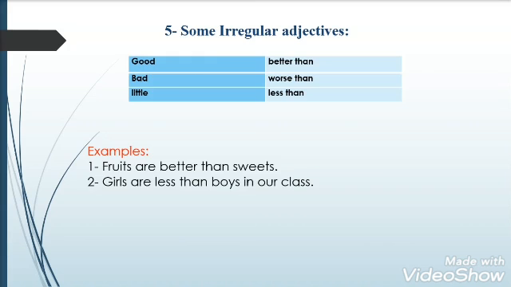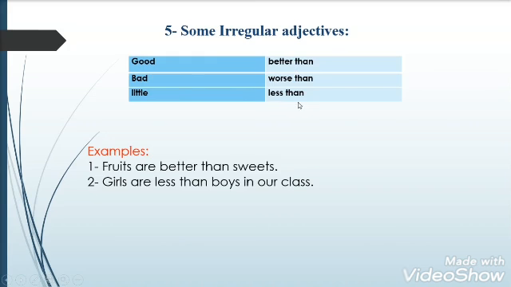I have the word good and look at me. I will say probably gooder than? No, the word good says I will be better than. Good becomes better than. It changes. Okay, I also have the word bad. Bad becomes worse than. Little becomes less than. So again, good is better than, bad will be worse than, and little will be less than.